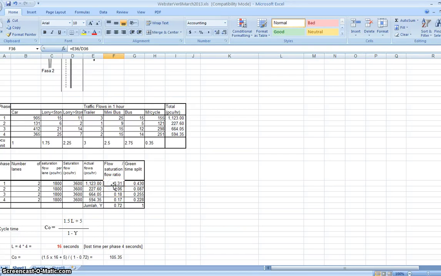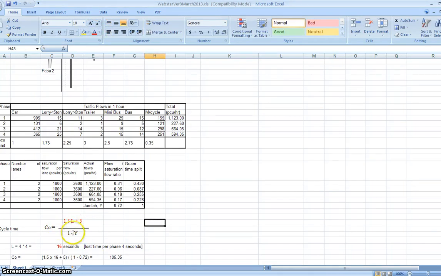So this, we call it Y. And so now we can split the green time based on these figures. Because you can see here, this figure divide by this one. So the same thing here. And to calculate the cycle time, CO, we use this Webster formula.